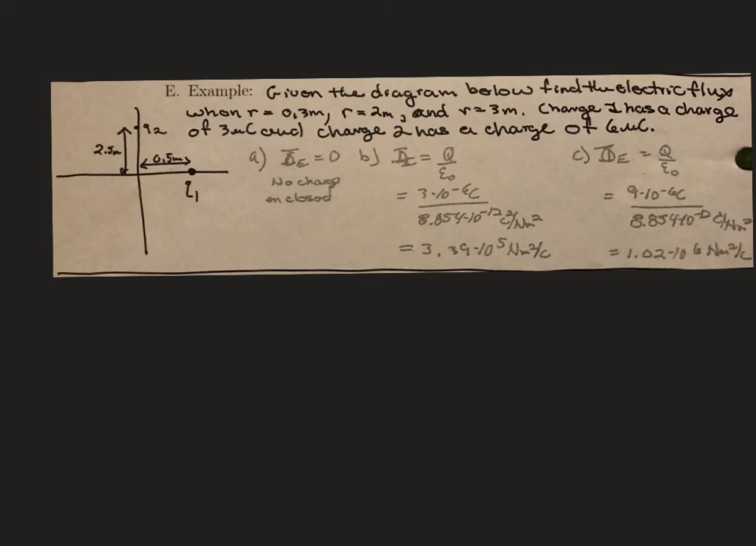So don't forget, there are two definitions for electric flux now. One says the electric flux is equal to the electric field dotted with the area, and the other is the idea that the electric flux is equal to the charge enclosed divided by the electric constant.